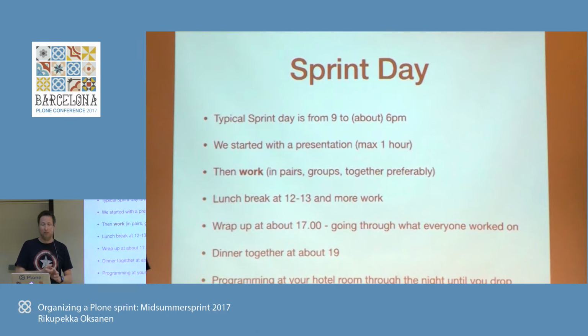And every day we had a dinner together. So it didn't stop at 6 p.m., but we went to dinner and discussed more about Plone and life itself. After dinner, late in the night, people went to their hotel rooms and programmed even more until they dropped from exhaustion. And the next day the same thing continued.